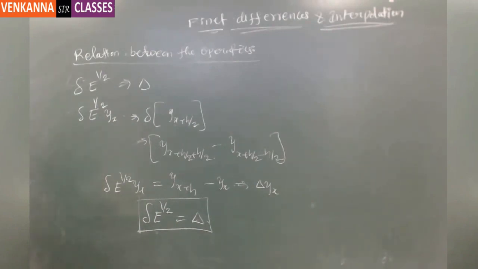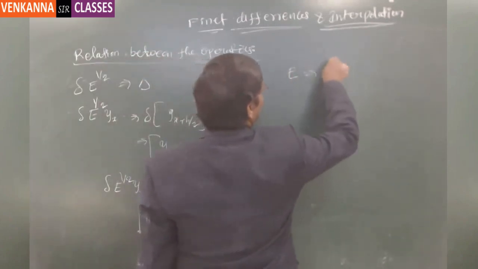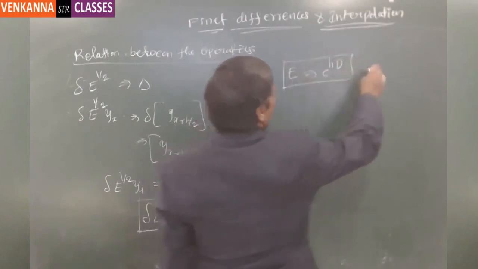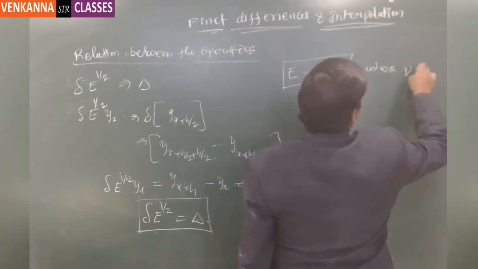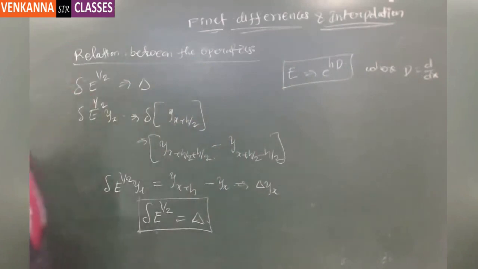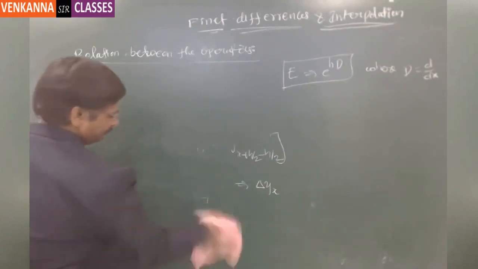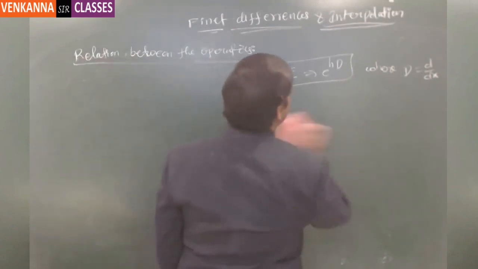Got it? And the last relation is E is equal to e power hD, where D equals d by dx. So E is equal to e power hD. First you note this down, I am going to explain it. Done? Okay. And this relation, E is equal to e power hD.